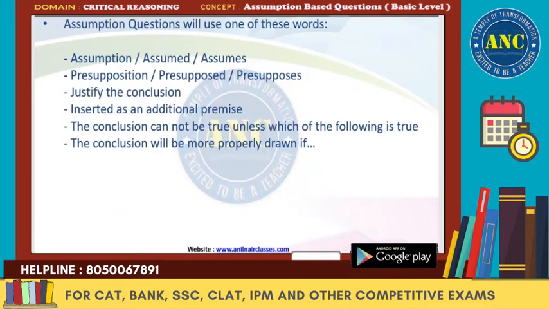Now, what are the words that assumption questions will use? Words like assumption, assumed, assumes, presupposition, presupposed, presupposes, justify the conclusion, inserted as an additional premise. The conclusion cannot be true unless which of the following is true. And lastly, the conclusion will be more properly drawn if.